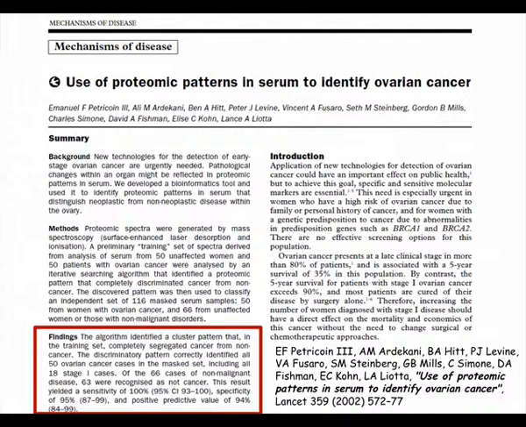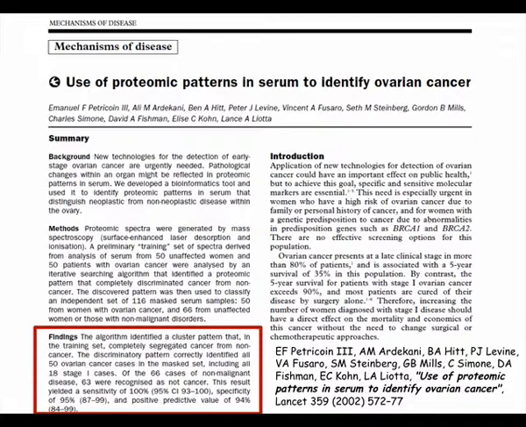So then, if we look at the first very promising proteomic molecular marker, it was published in 2002. It had a 100% sensitivity and 95% specificity for early detection of ovarian cancer from serum.